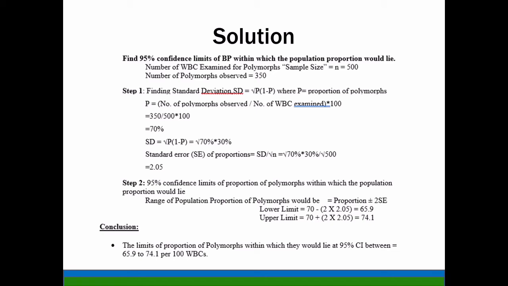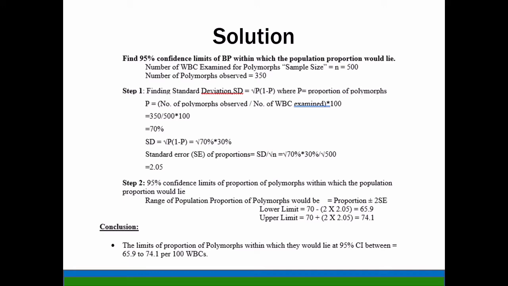Standard deviation, square root of P into 1 minus P, is equal to square root of 70% into 30%. Standard error of proportions is SD by square root of n, which is equal to square root of 70% into 30% by square root of 500. That is coming to 2.05. So standard error is coming to 2.05.